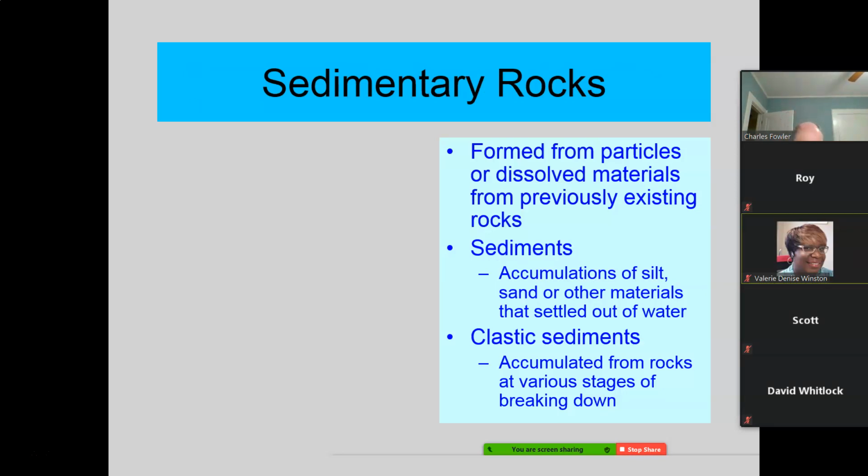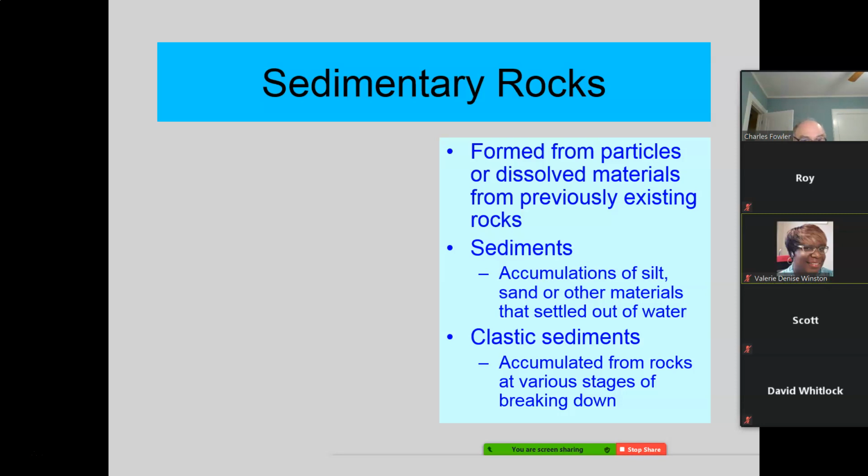Now this starts on page 447, which is your page 1712 if you got a smaller book. Sedimentary rocks are rocks that are formed from particles or dissolved material. So keep that in mind. Either little particles of material or dissolved materials, one or the other, sometimes a mix of both, from previously existing rocks.